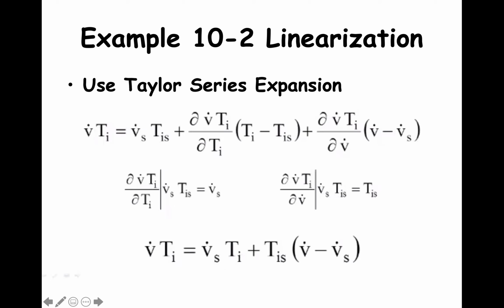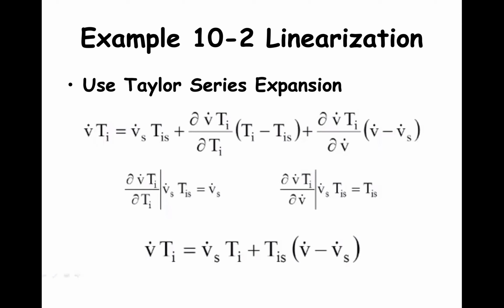Here is the Taylor series expansion for the product of V dot times Ti. The first term is the product of the two steady-state terms. The second term is the partial derivative of the product V dot times T with respect to temperature, times the difference between the time-dependent temperature and the steady-state temperature. The third term is the partial derivative of the product V dot times T with respect to V dot, times the difference between the time-dependent flow rate and the steady-state flow rate.